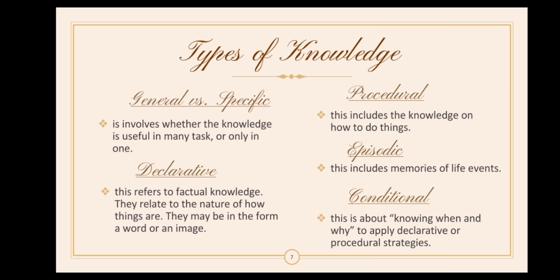So the last one is conditional. This is about knowing when and why to apply declarative or procedural strategies. Conditional knowledge involves having skills that are relevant in determining the context and conditions under which the correct use of declarative and procedural knowledge are applicable in any learning environment. So if declarative knowledge accounts for knowing what and procedural knowledge accounts for knowing how, then conditional knowledge accounts for knowing when. It is the ability of recognizing when and why specific cognitive interventions should be applied.